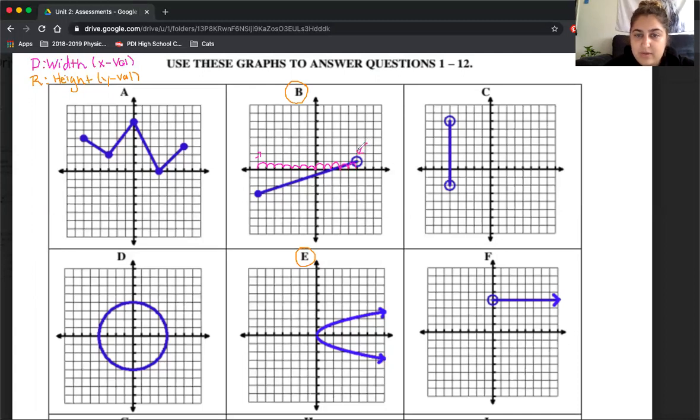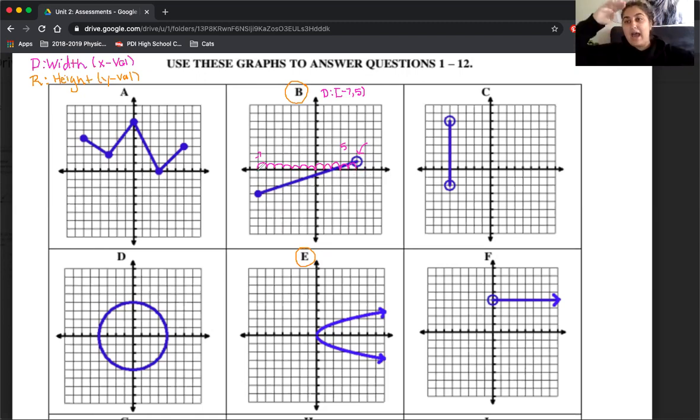And you'll notice that this point is open. And when we have an open point, when we write it in our bracket notation, it's going to be a parenthesis. Okay, so we're going to write our domain as -7, 5, and this is an open parenthesis because this point isn't filled in. So that's our domain.